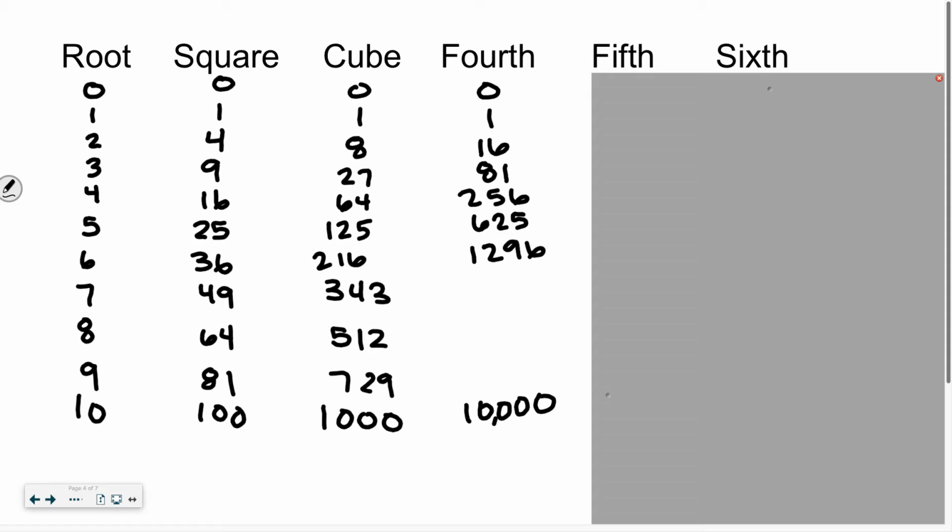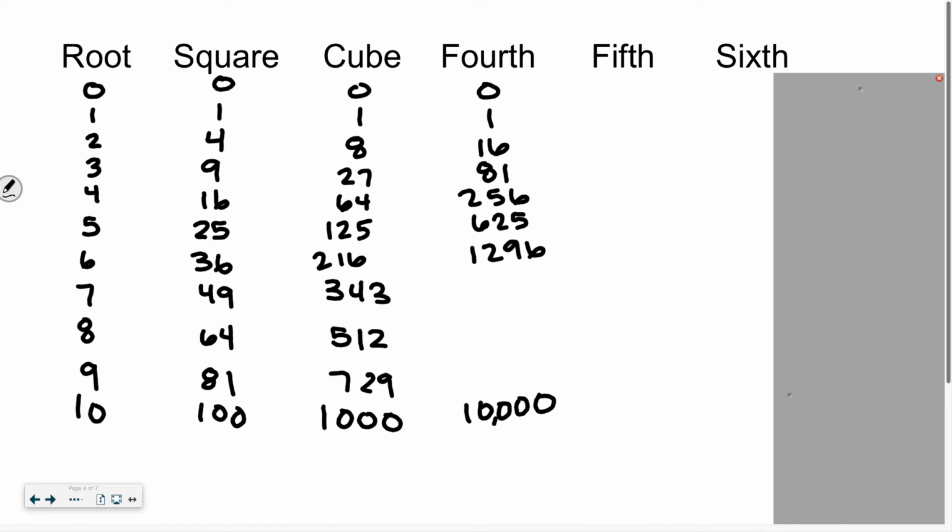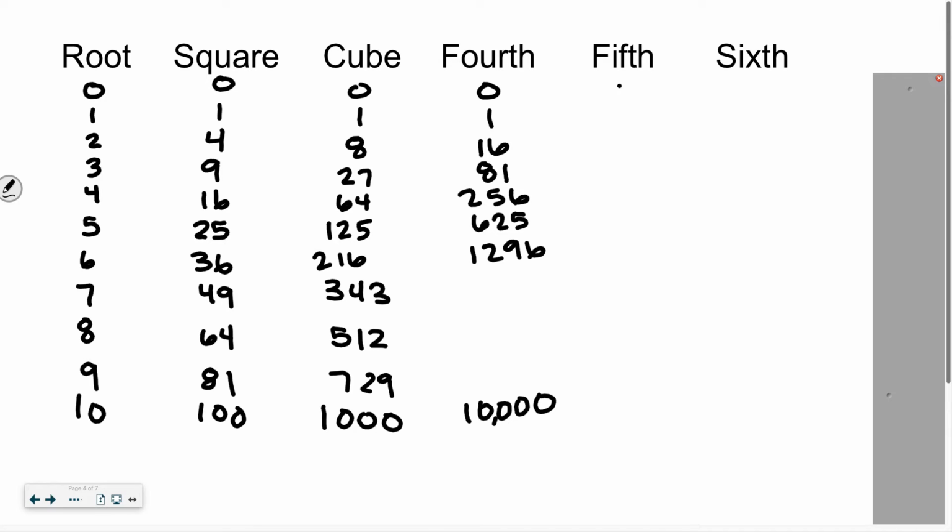At some point, I would be like, that number is big. I will use my calculator. And then I'm going to do some fifths and sixths. So 1, 32, 243, 1,024, 3,125, then I'm probably done. This one's going to be 100,000 because it'll have 5 zeros.